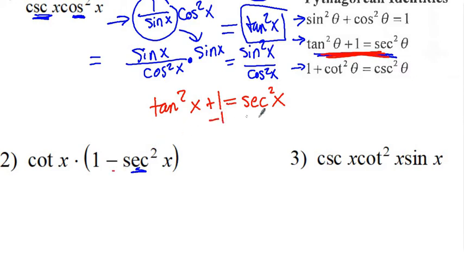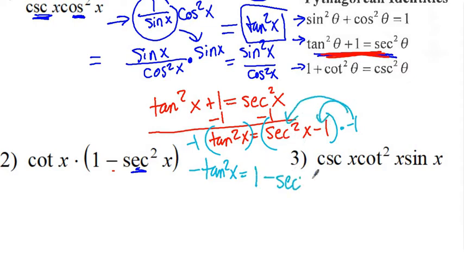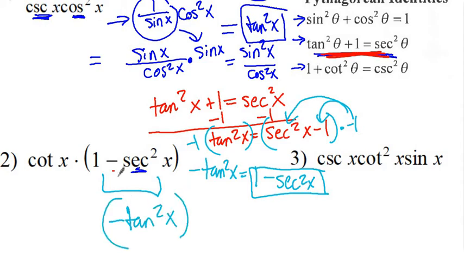So let me do that. Let me subtract 1 from both sides. So we'll have tan squared is equal to sec squared minus 1. That's almost what I want, except I want it to be the opposite. So what I could do is just multiply by negative 1. If I multiply both of these by negative 1, I would have negative tan squared, and then negative 1 times that is positive 1, and negative 1 times this would be negative secant squared. So that means 1 minus sec squared is the equivalent of negative tan squared. So let's replace it with negative tan squared, and then we still have that times cotan outside.